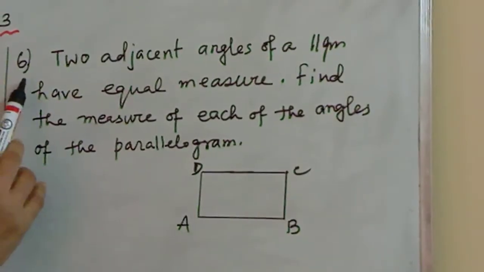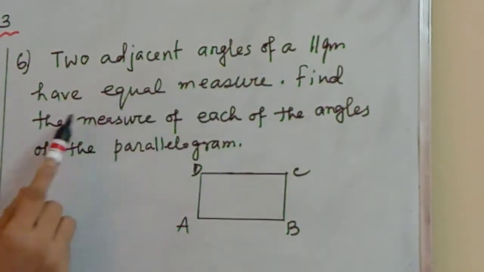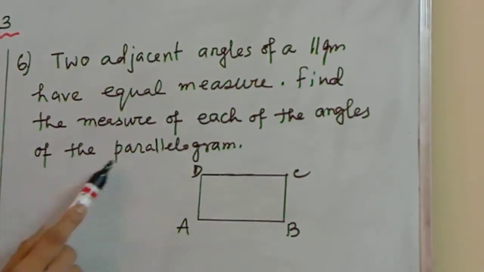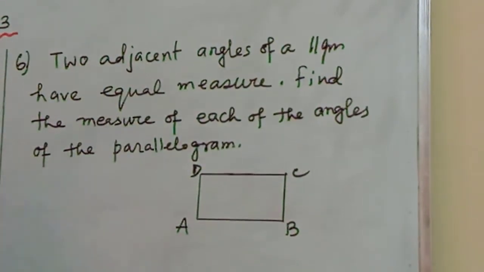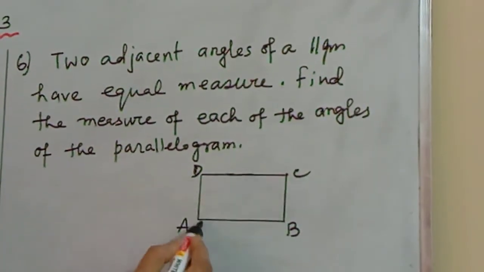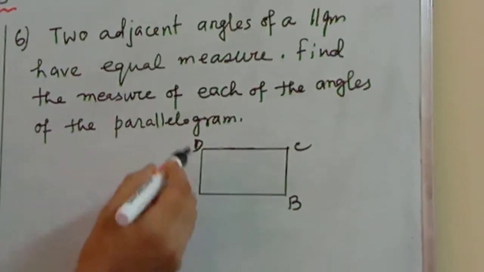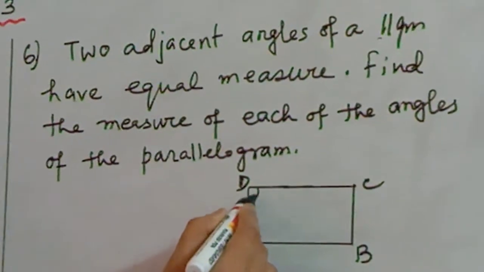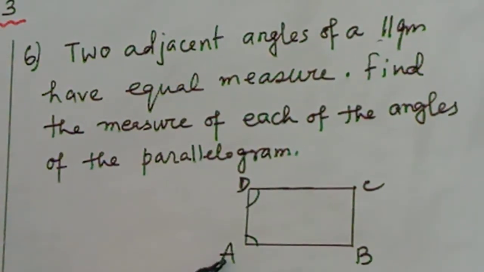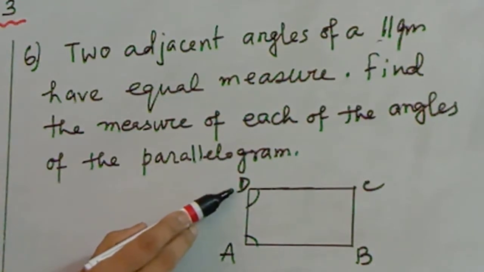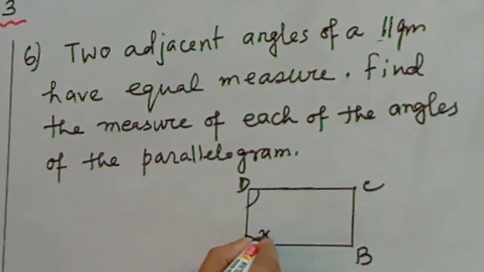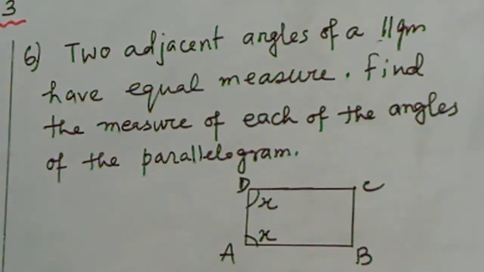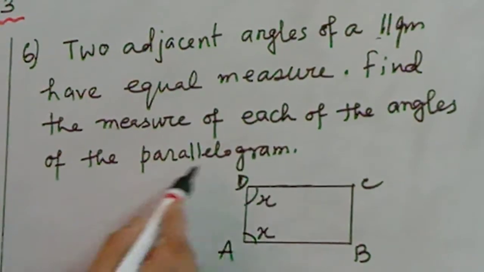In question number 6, two adjacent angles of a parallelogram have equal measure. Find the measure of each of the angles of the parallelogram. Two adjacent angles have equal measure. Say ABCD is a parallelogram where adjacent angles have equal measure. Whatever the value of angle A will be the same as angle D. Let angle A be x and D also x. Both angles have the same measurement. So you have to find all the angles of the parallelogram.